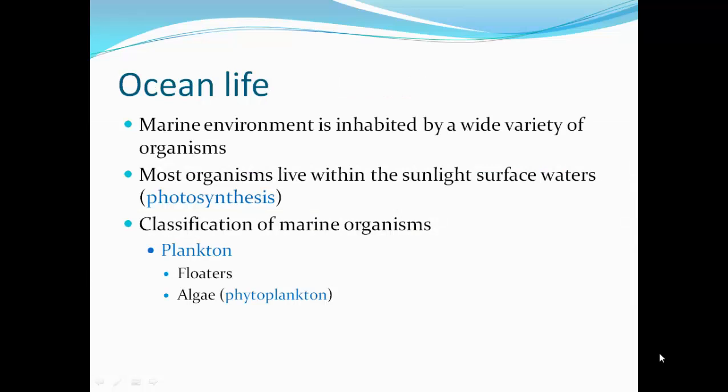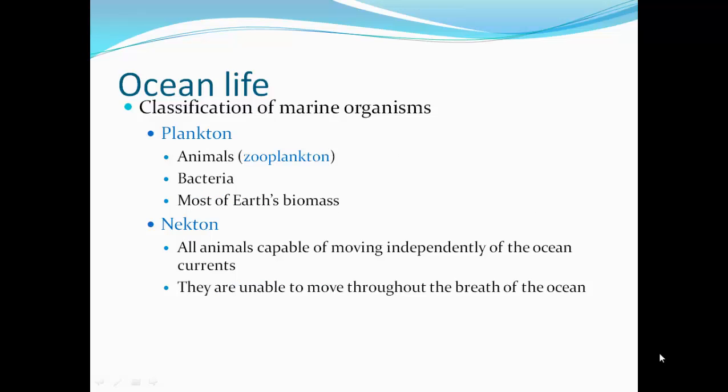Ocean life. The marine environment is inhabited by a wide variety of organisms. Most organisms live within the sunlit surface waters because of photosynthesis. They need to make energy out of that sunlight. Now, classification of marine organisms, we have plankton. Those are microscopic floaters, and algae, the phytoplankton, that do the photosynthesis. Then the zooplankton are the more animal-like plankton, and bacteria, and all the plankton compose most of Earth's biomass.